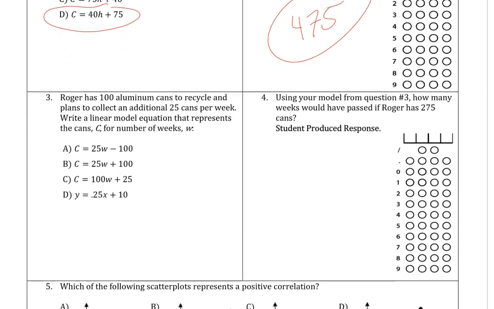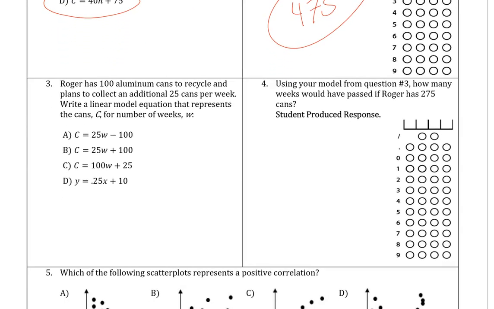Going on to 3. Roger has 100 aluminum cans to recycle and plans to collect an additional 25 per week. And then we're writing our linear model, right? So here that 25 per week, and it's an additional, so we're adding that on. So that'd be 25W plus 100. So we're looking at choice B.